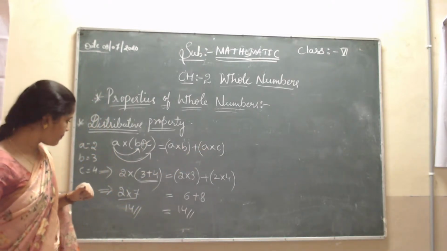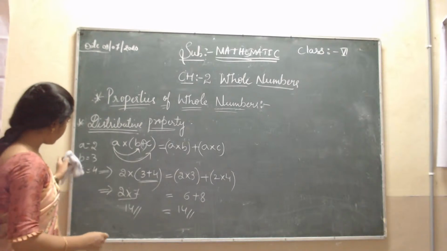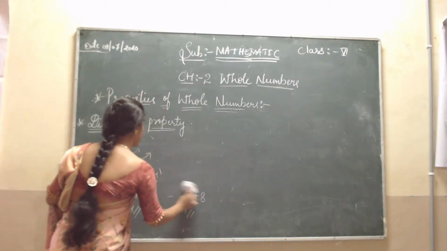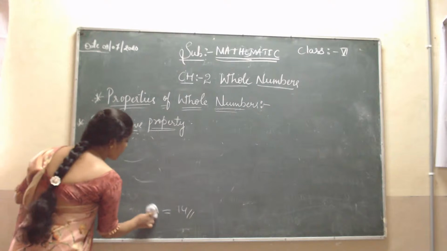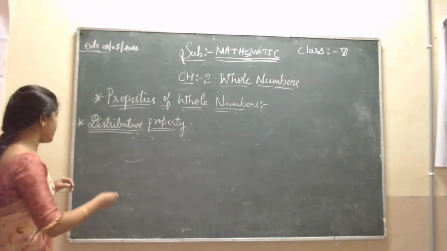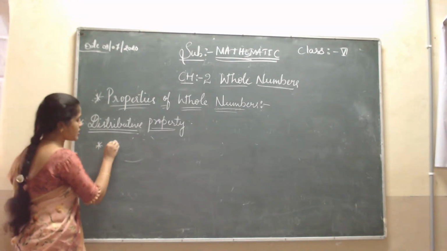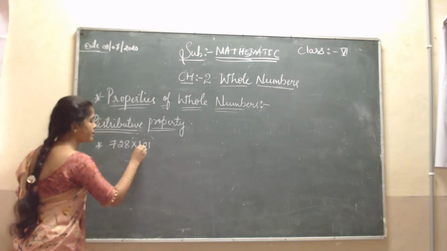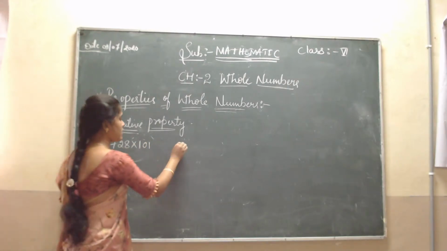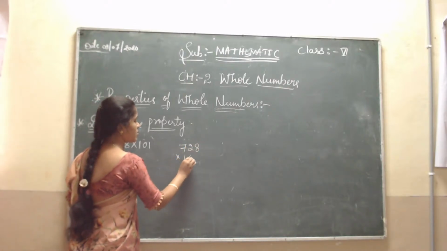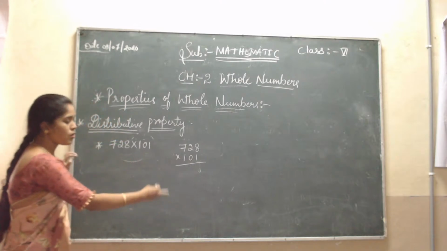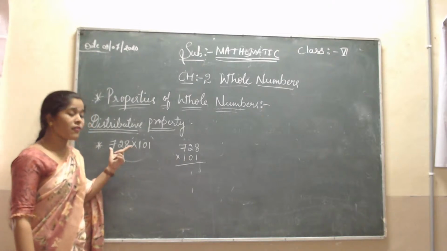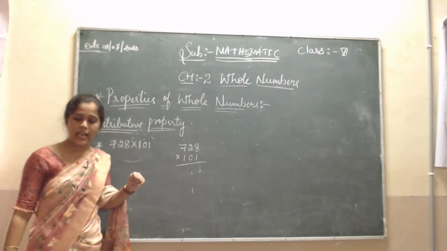Let's see another example of this distributive property. We get the answer easily with smaller numbers, but with bigger numbers it is harder. See here, multiply two big numbers, 728 into 101. We are multiplying like this, 728 into 101. Here we will apply distributive property, and we will get the answer easily.